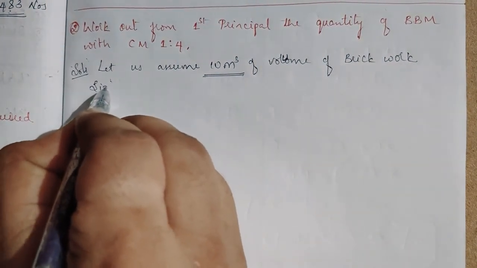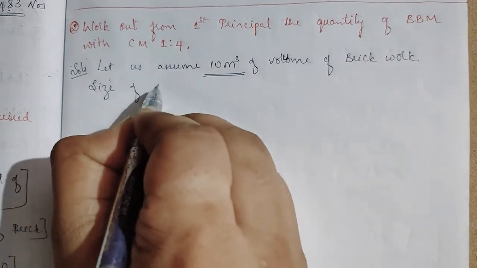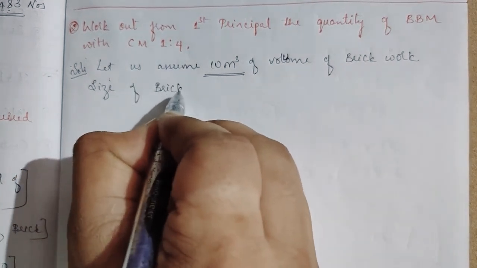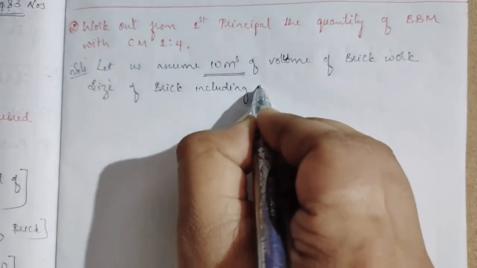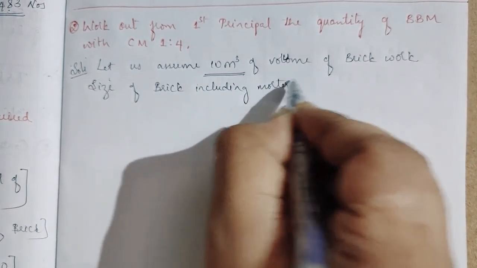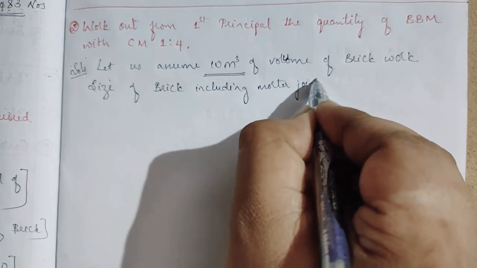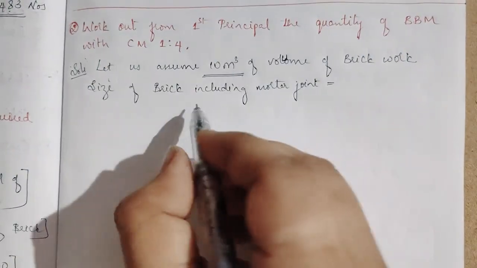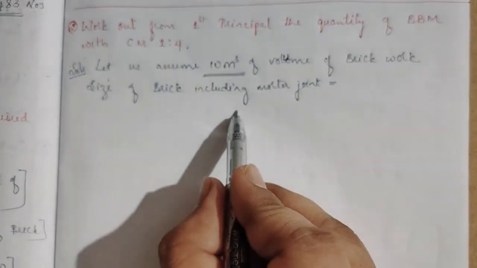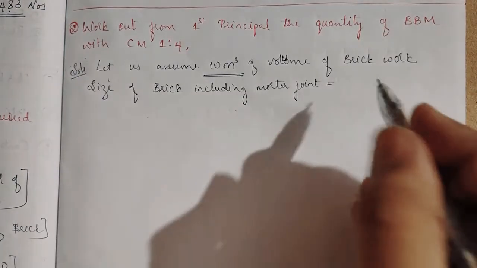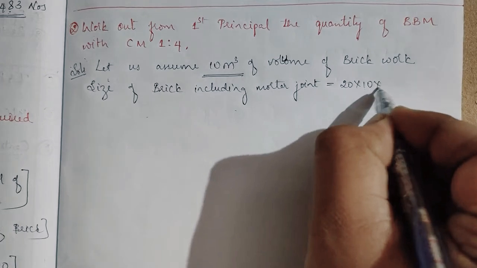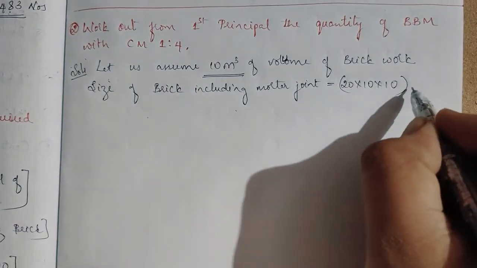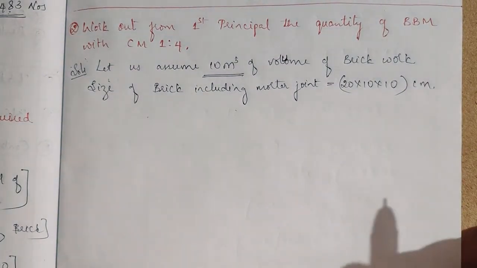Now what is the size of the brick, including mortar joint? Okay, I already told you, size of the brick including the mortar joint is how much? It is 20 into 10 into 10 centimeter.